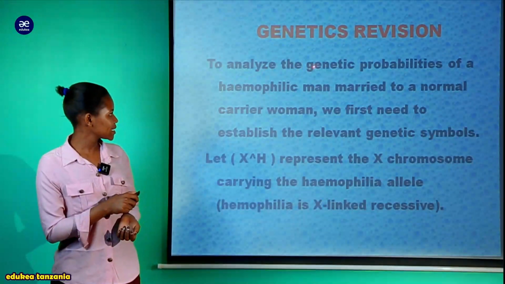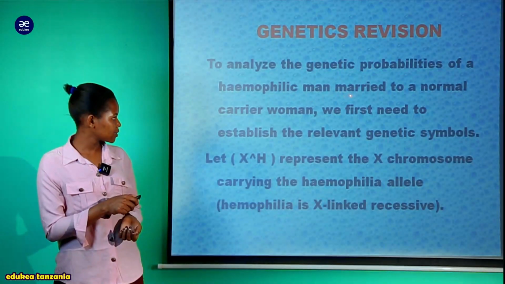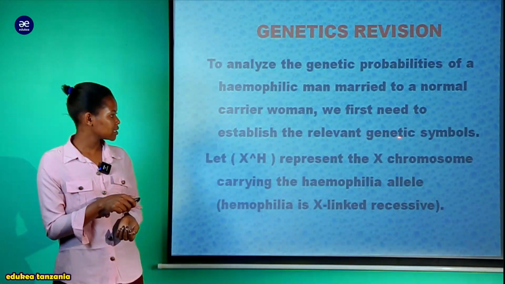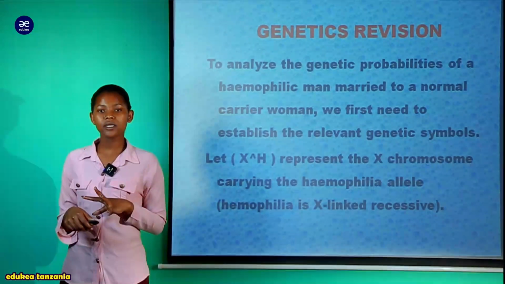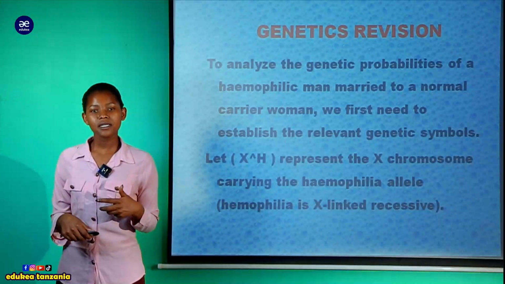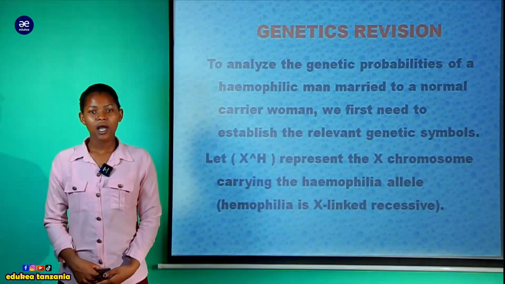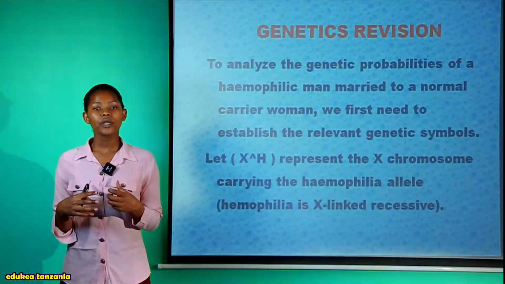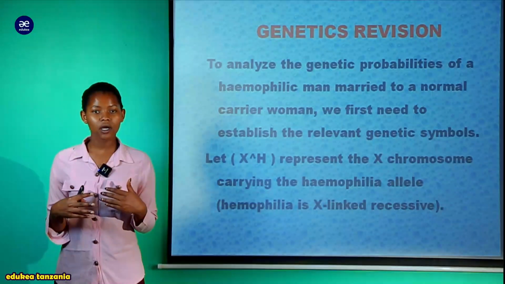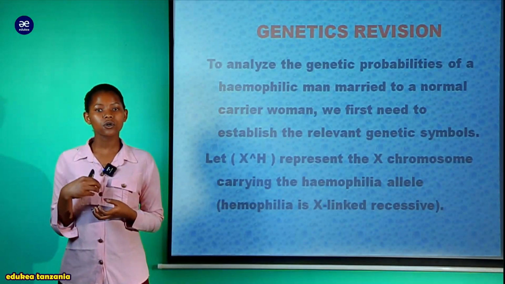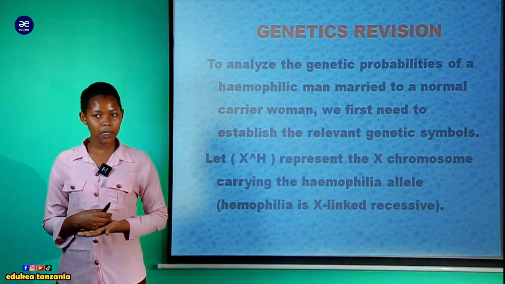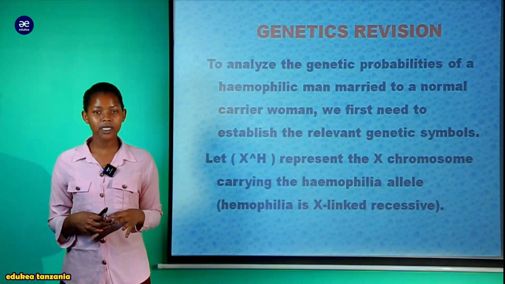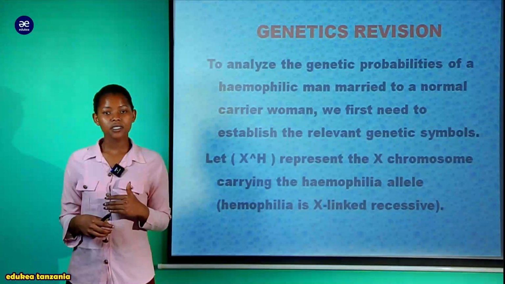As you can see here, to analyze the genetic probabilities of a hemophilic man married to a normal but carrier woman, we first need to establish the relevant genetic symbols, or we can call them the letters to represent alleles for a certain trait. And this is what you are supposed to do when dealing with questions which require you to show the genetic crossing, either by using the Punnett square or the Mendelian crossing. First, you'll have to indicate or assume some letters which will stand for a certain trait.